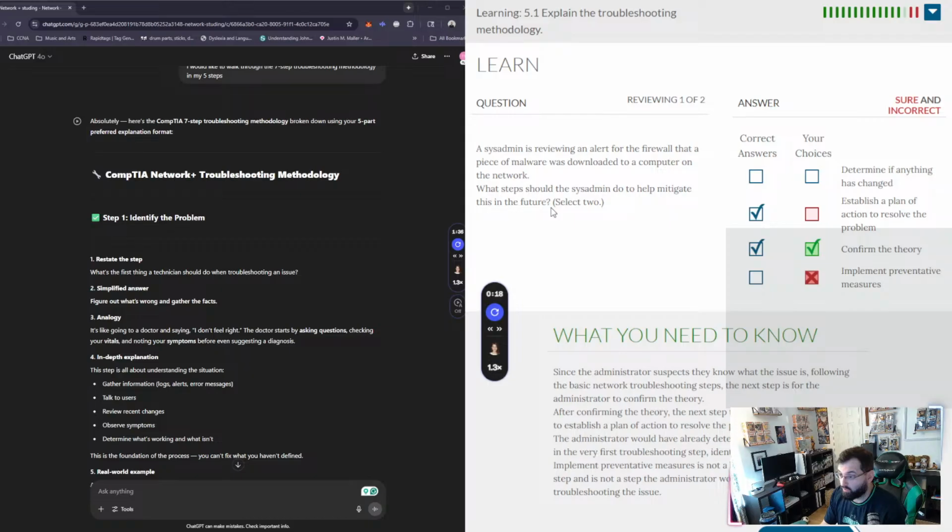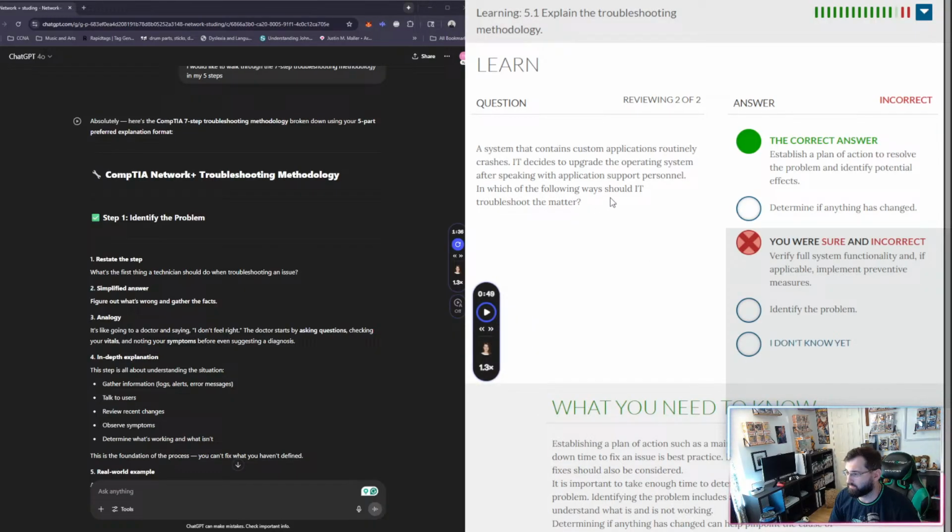Man, I've gotten this one wrong like 4 times. A sysadmin is reviewing an alert for the firewall that a piece of malware was downloaded to a computer on the network. What steps should the sysadmin do to help mitigate this in the future? Select 2. Establish a plan of action to resolve the problem. Confirm the theory. I think this is a bad question. It's worded poorly. Establish a plan of action to resolve the problem and identify potential effects.